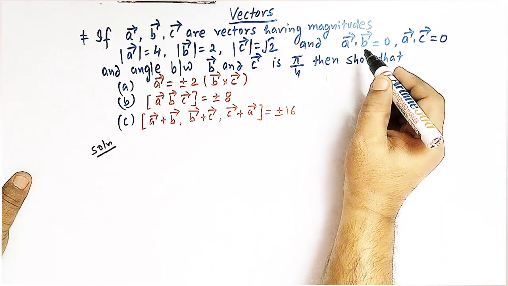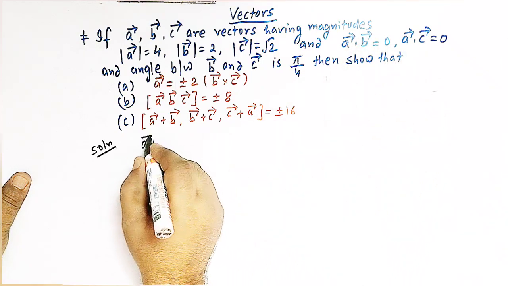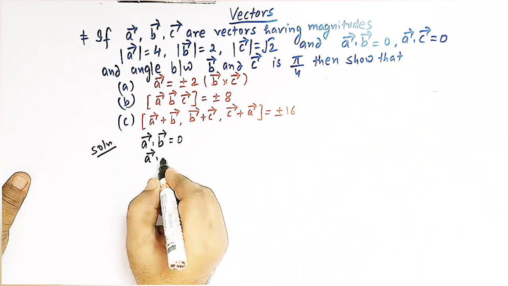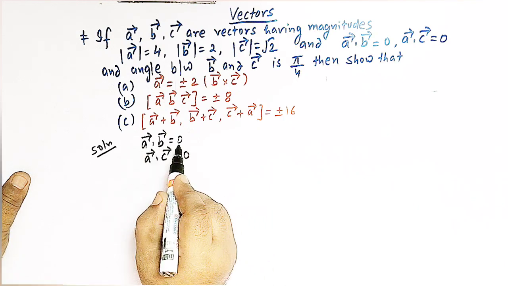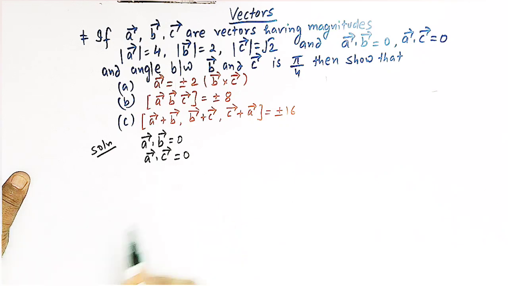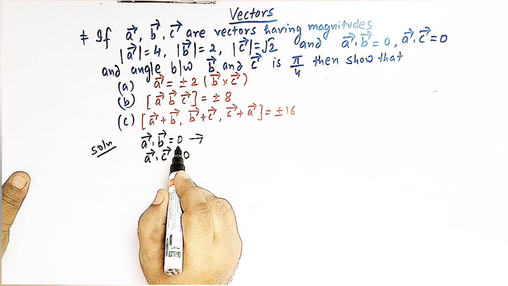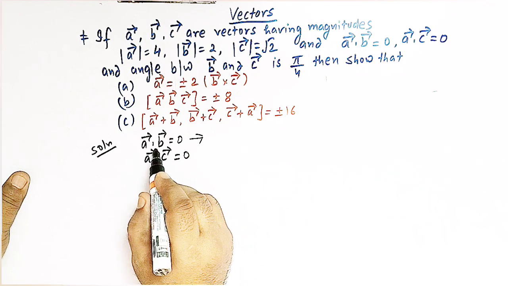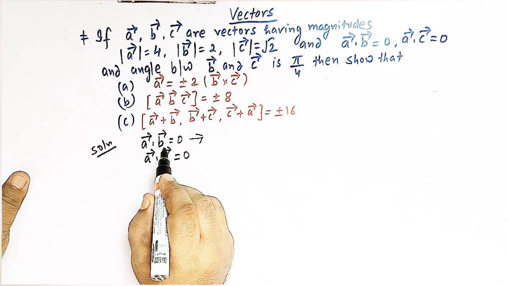So now let us start with this condition, that is A dot B is equal to 0 and A dot C is equal to 0. So here the dot product of vector A and vector B is 0, and similarly the dot product of vector A and vector C is equal to 0. Now see, if the dot product of two vectors is equal to 0, then it implies that the two vectors are perpendicular to each other, right? Or the angle between the two vectors is pi by 2.